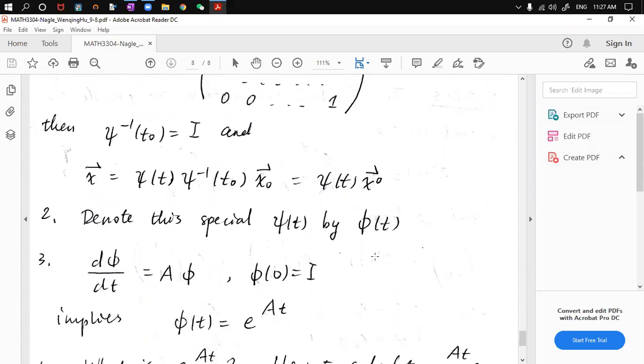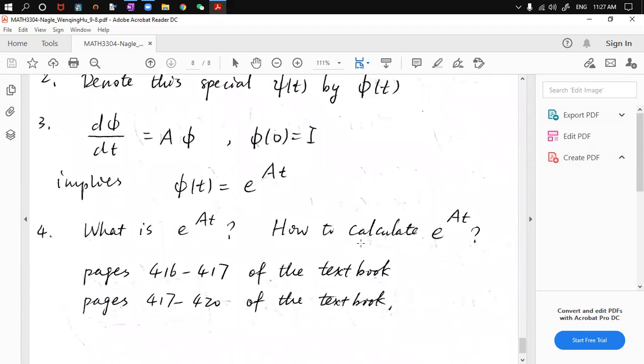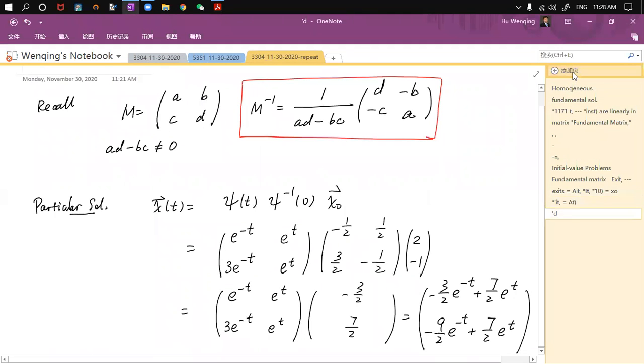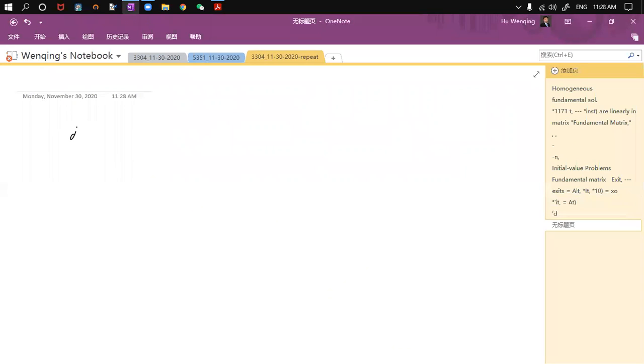And the second thing I would like to emphasize is an analogy. Let's say here we are going to solve a system of homogeneous equations, dx/dt equal to A x. Once you have this system, we say that the general solution is equal to the fundamental matrix multiplied by a vector c.